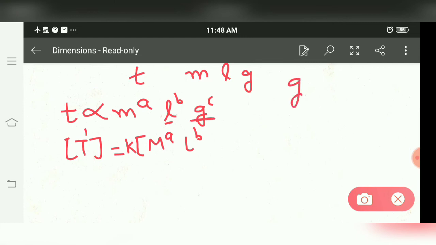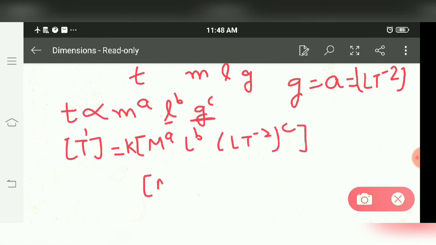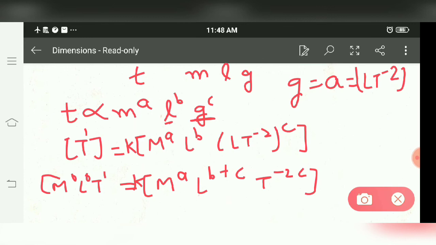G is actually acceleration due to gravity. Its dimension is equal to acceleration, that is LT minus 2. So we get LT minus 2 with power c. So by solving we get M raised to a, L raised to power b plus c, and T raised to power minus 2c equals k times M0 L0 T1. Now ignoring this constant because we have nothing to do right now with the constant, we just have to derive the relation. So comparing the powers of M, L and T on both sides.